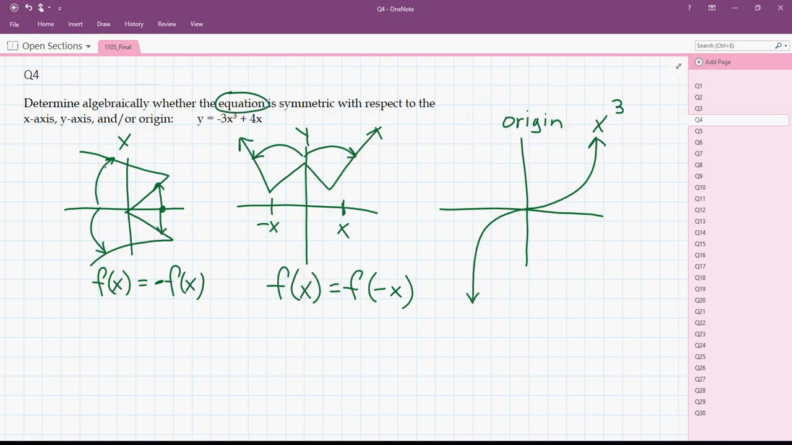And what you're trying to do for origin symmetry is, if you pick a point, go a certain distance into the origin, keep going on that line that same distance, it should land back on your graph. So if it does that, then it's symmetric through the origin.